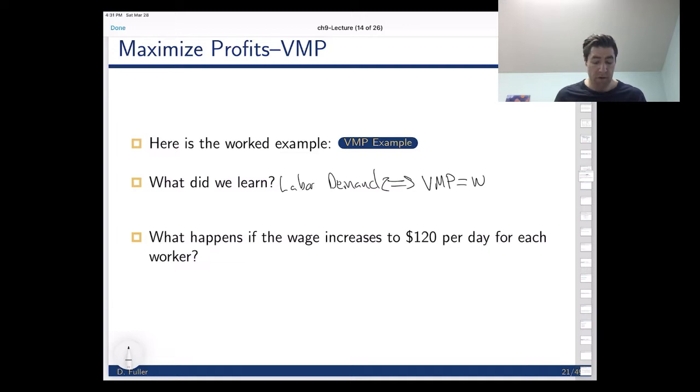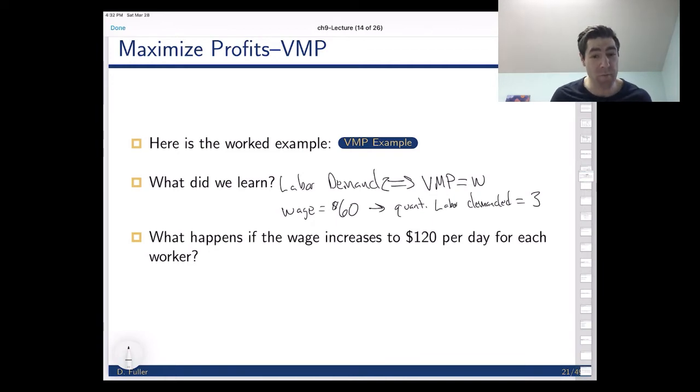And so we decided that when the wage was equal to $60, we wanted to hire 3 workers. The quantity of labor demanded was equal to 3 workers. We went to the 4th, and the value of the marginal product was less than the wage. So now the question is, well, what happens if I have to pay my workers more? Hypothetically, what happens if the wage increased to $120 per day for each worker?